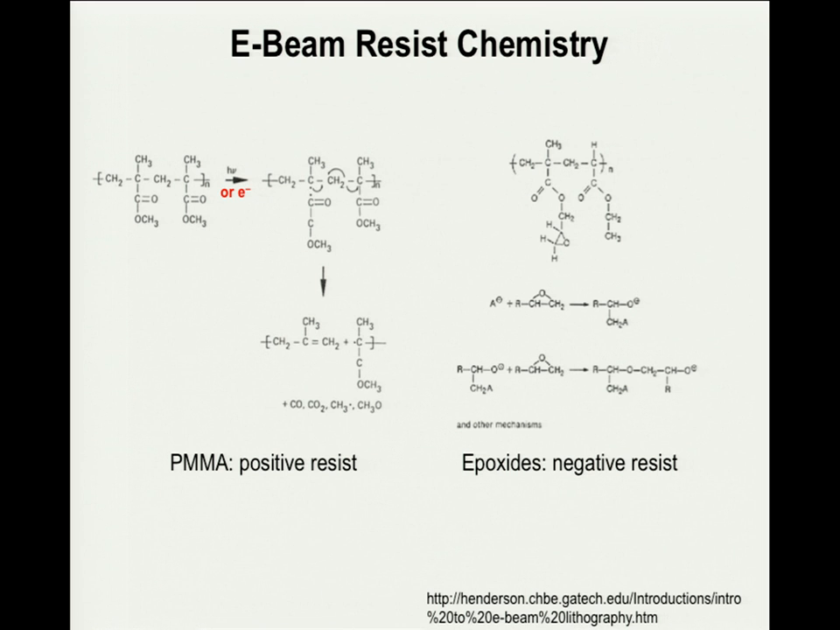In a negative resist, based on, for example, epoxides, this is called SU8 photoresist, and you have a photoacid generator, and it opens this epoxide ring. Don't worry about the chemistry, but the point is that this material cross-links in the presence of irradiation. So instead of getting holes in the film, the film becomes hardened where you expose it to the electron beam. So positive resist, negative resist.